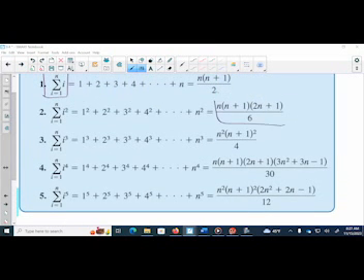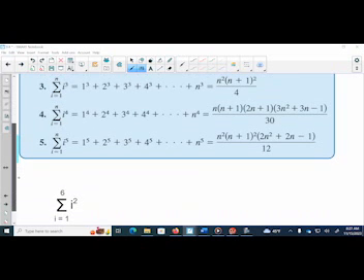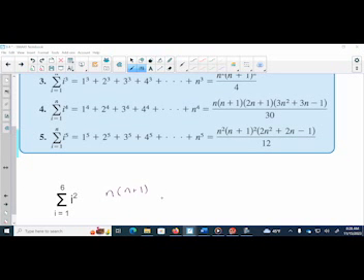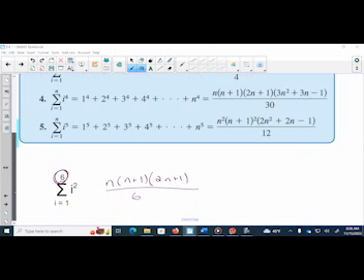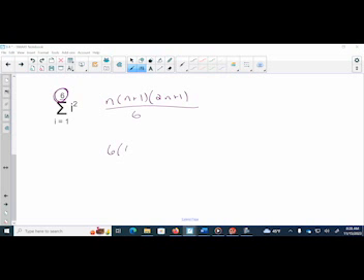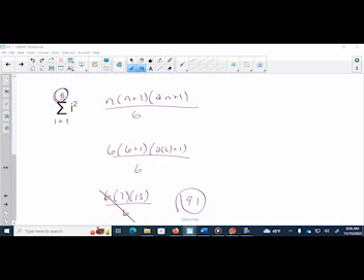this n times n plus 1, times 2n plus 1 over 6. So in this case, n is equal to 6. To solve this, I would have 6 plus 1, 2 times 6 plus 1, over 6. So this will be 6 times 7 times 13 over 6. The 6s will simplify. So you have 7 times 13, which will end up being 91. Hope I did that right.